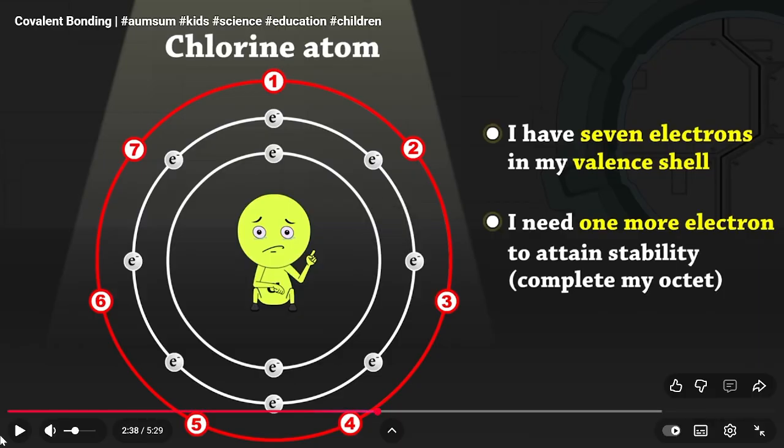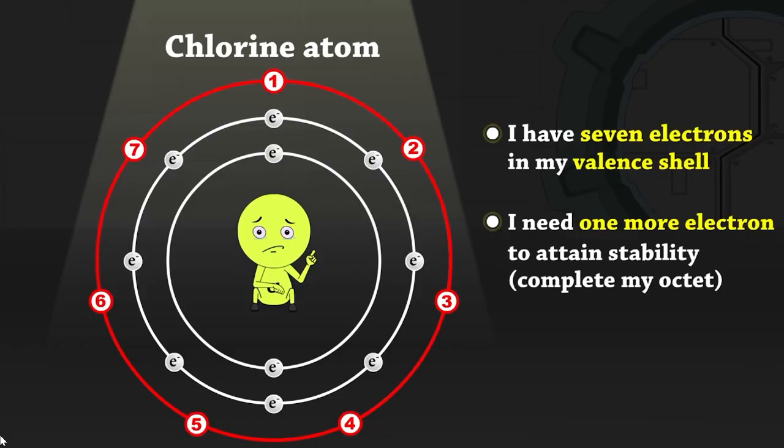Okay, so the chlorine atom, this is down at the bottom of the page on page 42. A chlorine atom has how many electrons? 7 electrons in its what kind of shell? Valence shell. And it needs 1 more electron to attain stability, to complete its, oh, and this is a new word, octet. Why do you think we call it an octet? Because there's 8 electrons.